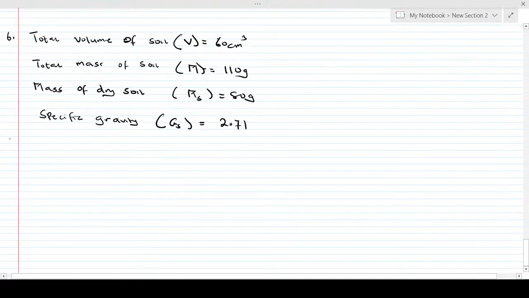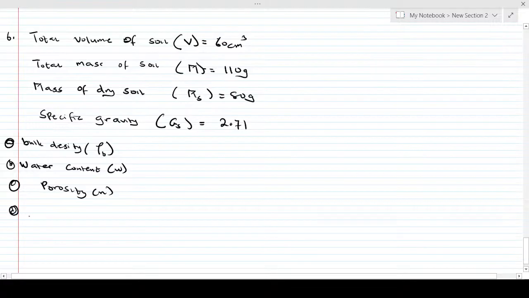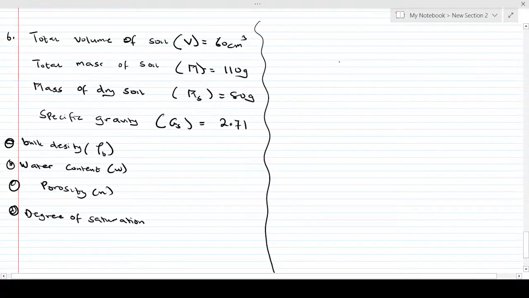We are supposed to calculate the bulk density, rho B. We have to calculate the water content, W. We are also supposed to calculate the porosity, n, and the degree of saturation. All right, so let's just begin.